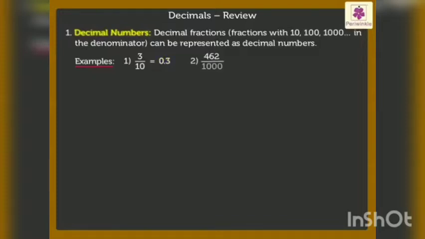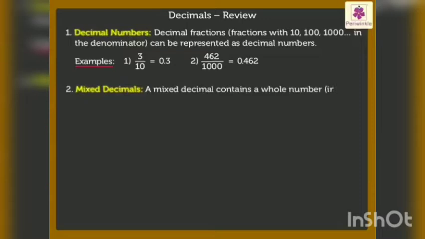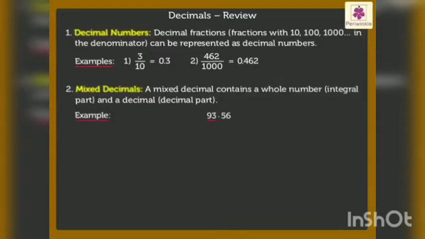462 upon 1000 is written and read as 0.462. Mixed decimals. A mixed decimal contains a whole number, that is the integral part, and a decimal, that is the decimal part. In this decimal, 93 is the integral part. The dot refers to the decimal point and 56 is called the decimal part.